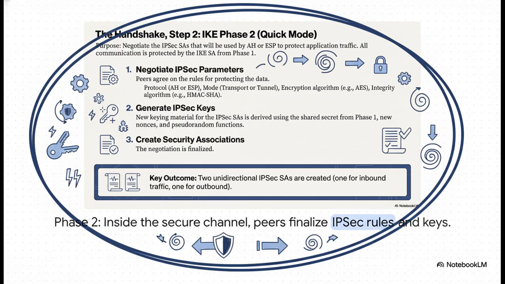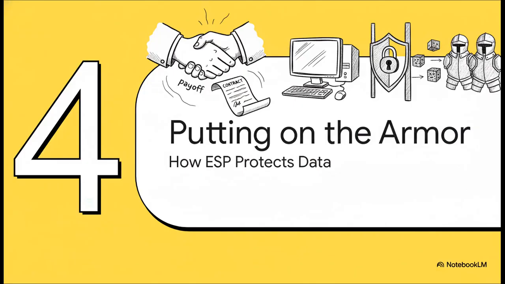Once they agree on all that, they generate brand new keys specifically for this data and finalize the contracts, those 2 IPsec security associations that are going to actually protect our traffic. The handshake is complete, the contract is signed, and now for the payoff. Let's see what actually happens to a normal packet of data as it leaves your computer and gets all suited up in its new IPsec armor.